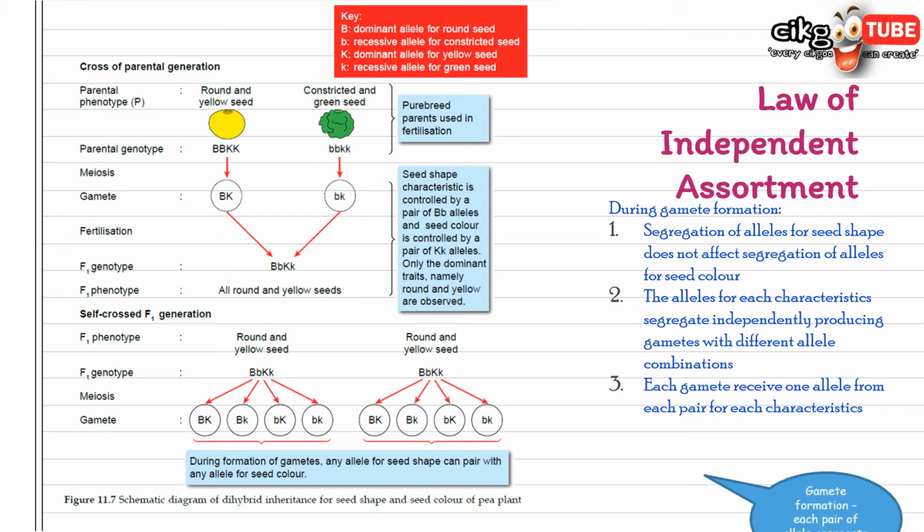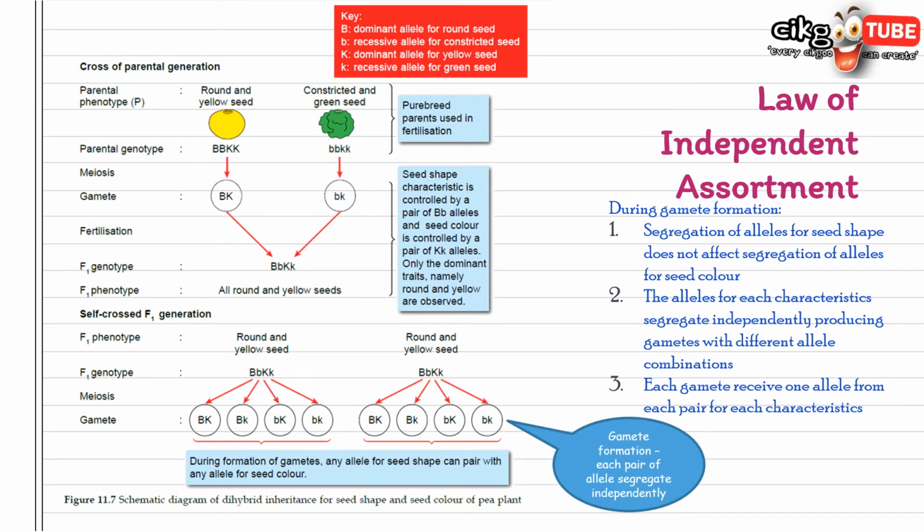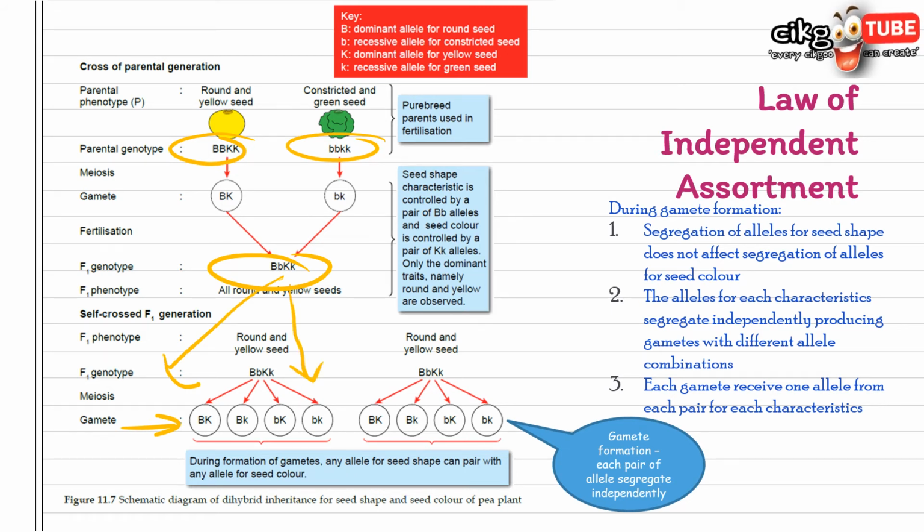And each gamete will receive one allele from each pair for each characteristic. And due to the segregation of alleles, each allele from a pair of alleles for a characteristic may combine randomly with either allele from another pair. For example, in genotype here we have BBKK, and then the first filial generation here, so it can actually combine. So our combination is our gamete formation here. It receives one allele from each pair of characteristics. One is from the seed shape and the other is from the color of the seed. So we have both B and K over here.